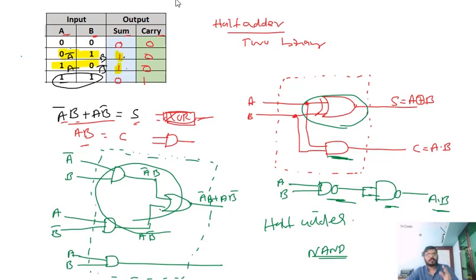So the point to remember is a half adder can only add two binary bits. You can add only two binary bits A and B, and it will give a sum and a carry, and the carry is the overflow to the next binary digit. Next digit is next position. Carry is the overflow to next position.